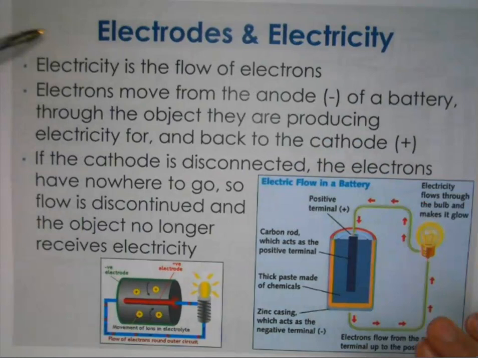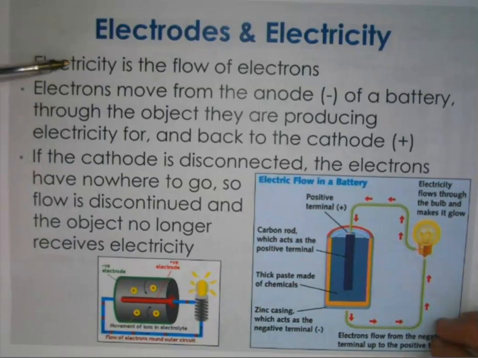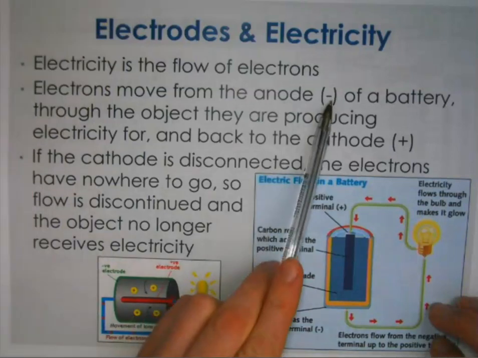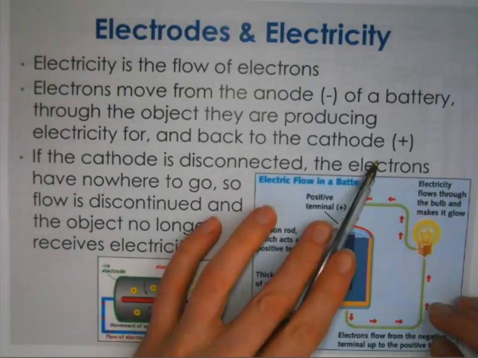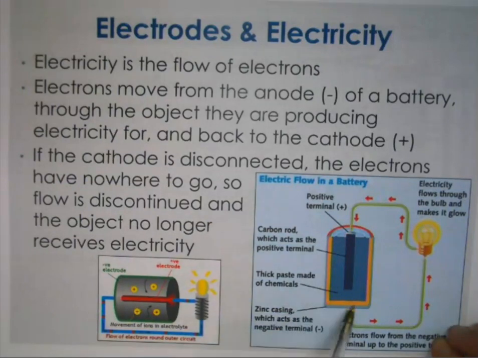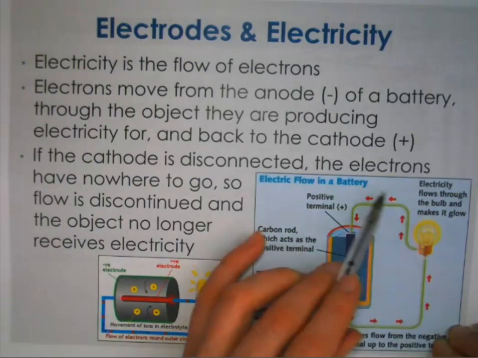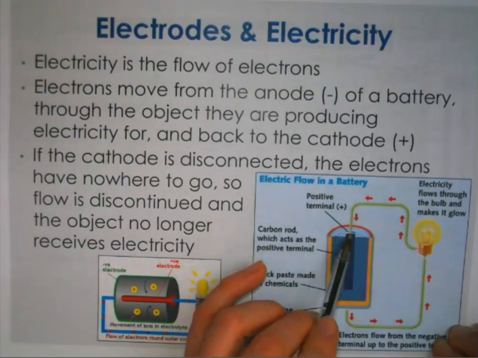these cells. So thinking about electrodes and electricity, first of all, what is electricity? Well, electricity is just the flow of electrons. So electrons move from the negative anode of a battery through any object that they're producing electricity for and to the positive cathode, right? So essentially what we see here in this particular battery, the zinc casing is the negative terminal or the anode. And so it's producing electrons that when it's hooked up to this wire, right, they're going to start flowing through there as long as there's a place for them to go to, which means this wire has to complete the circuit by ending in the positive terminal.